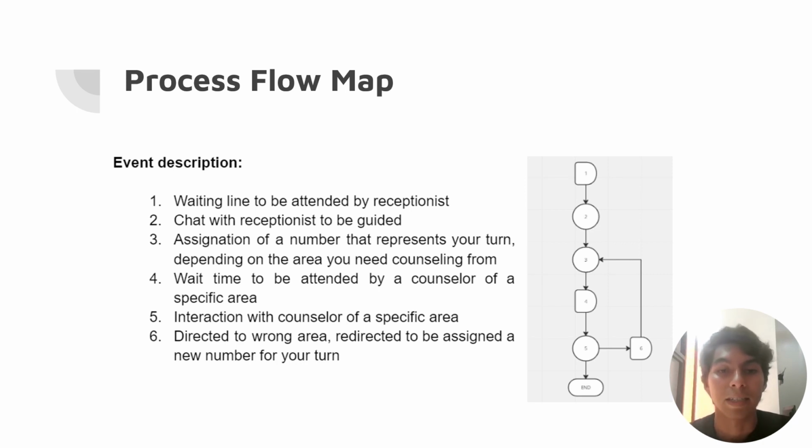It is constituted by six main steps, which are the student just has to arrive there and wait in the line. Then he has to chat with a receptionist who will assign him a number that represents his turn. Then he has to wait some time, and after this time, he will be attended by an agent of a specific area. And in the case he is directed to a wrong area, he has to execute the process from the beginning.